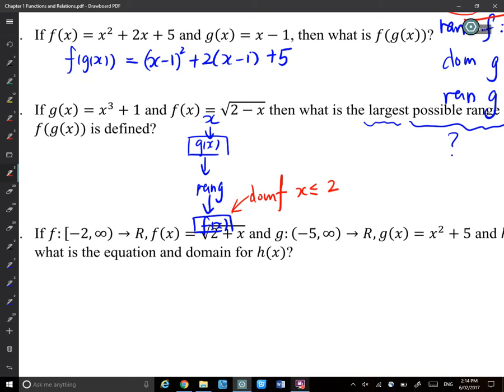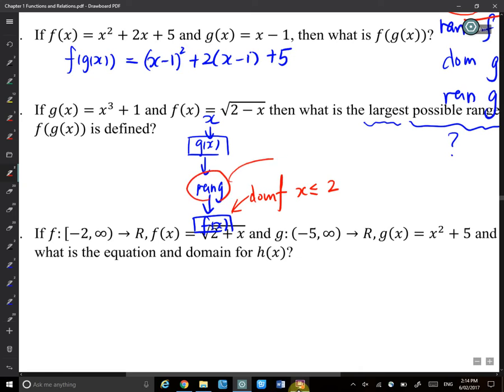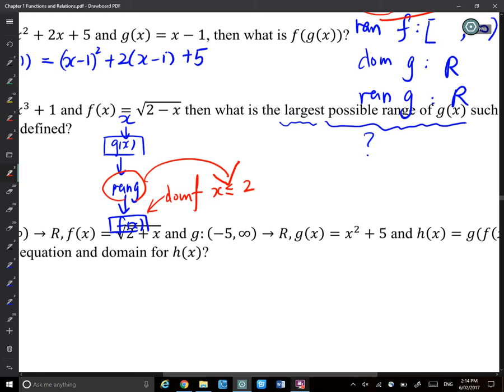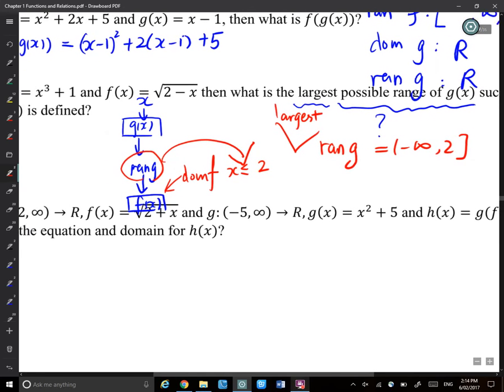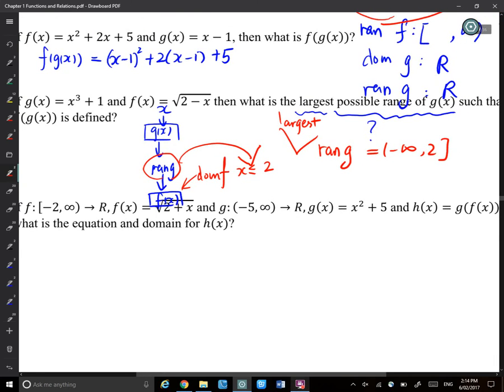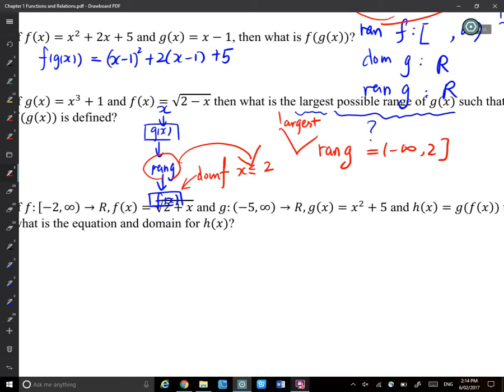So my domain of f is that. My range of g is to be inserted into f(x), therefore my range of g needs to satisfy that domain. So the largest range of g equals negative infinity to 2. What is the largest range? It's the largest domain for f. When you're looking for the largest range for g, you're actually looking for the largest domain for f.